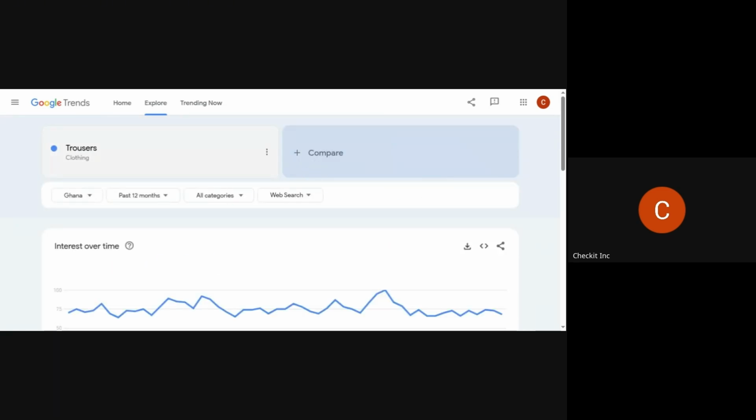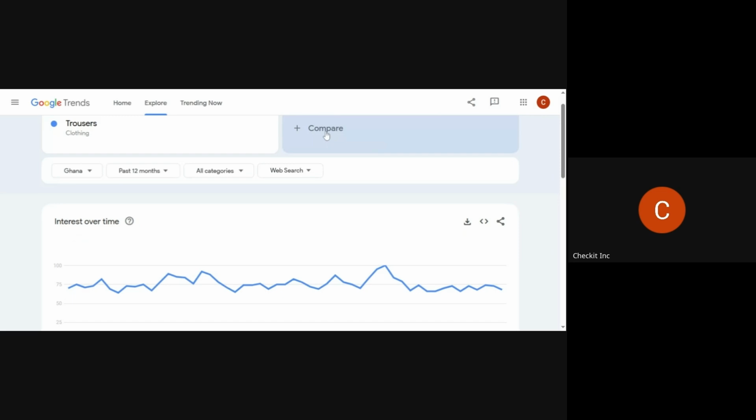Are people searching for trousers more than they are searching for pants? Which is almost the same word, which means almost the same thing. But you could even put shirts here to see if people are searching for trousers more than shirts, or shirts more than trousers. Should I sell more shirts than trousers, or trousers more than shirts? So you could use this place to compare whatever product you want, to know which one is better in your region.